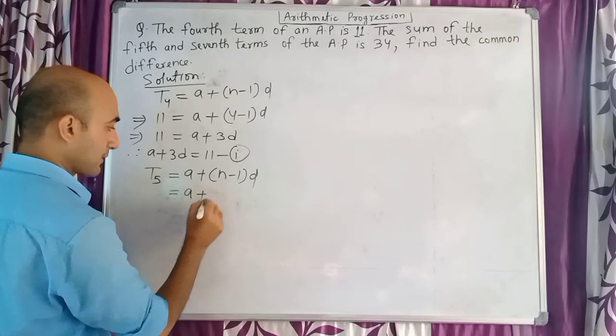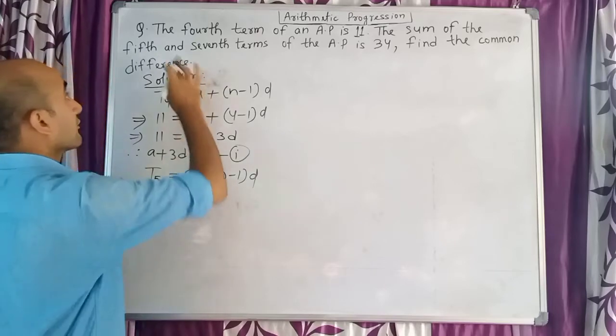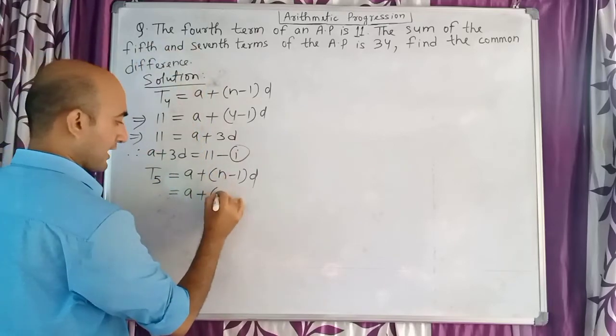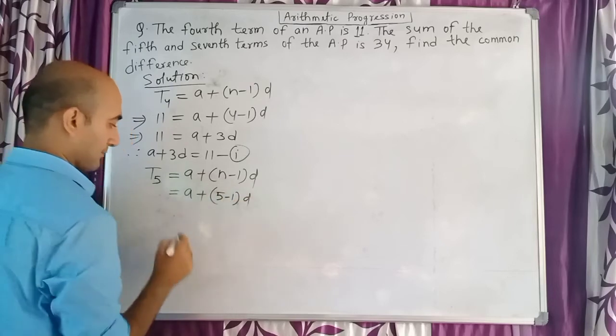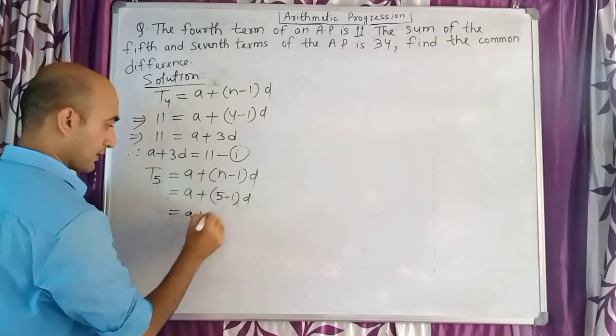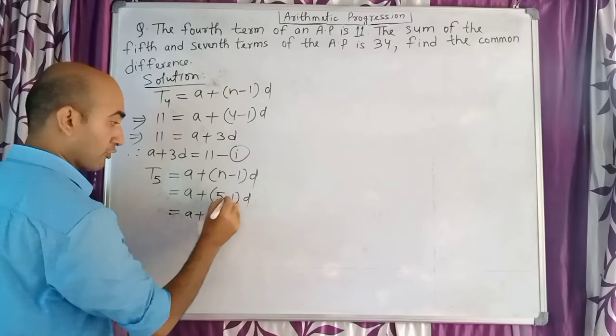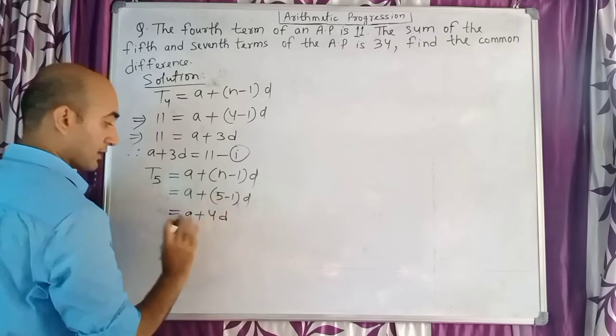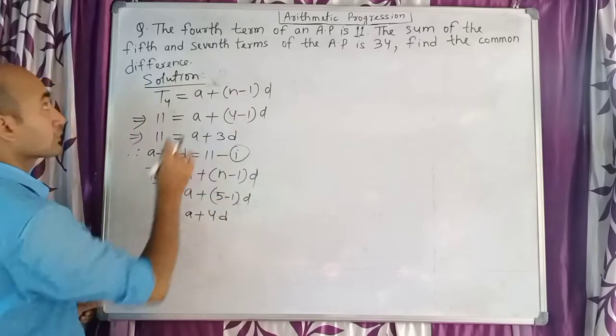Write A plus n. Fifth term means the n value will be 5. 5 minus 1 D. So A plus, this will be 5 minus 1, which is 4. 4 into D is 4D. Keep it like this. Now come to the seventh term.